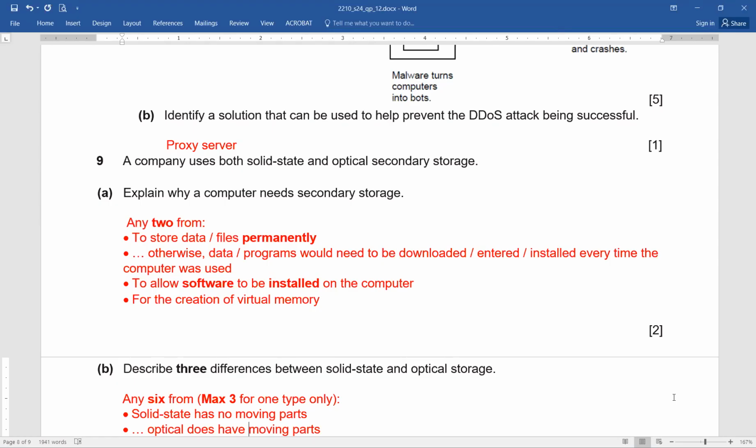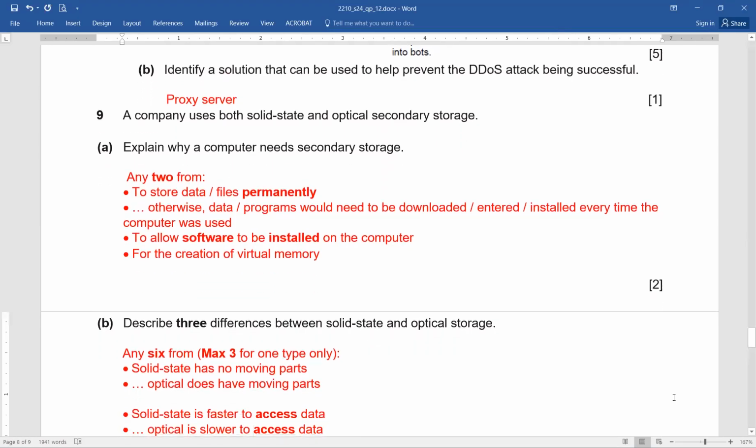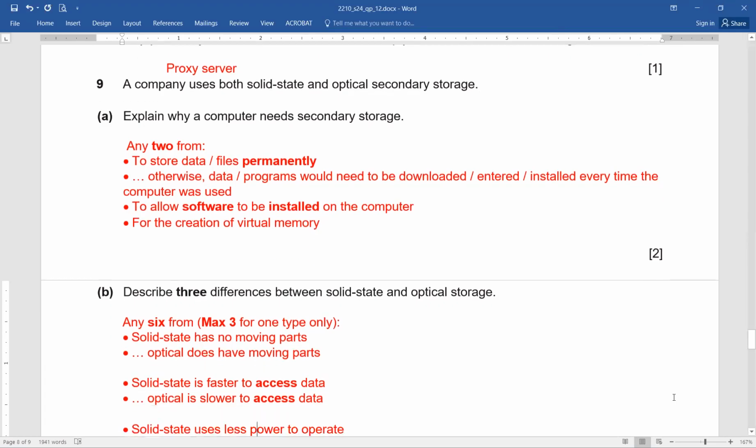Written it? Now let's discuss. Solid state has no moving parts, while optical does have moving parts. Solid state is faster to access the data, while optical storage is slower to access the data. Not slow, don't write slower only. Slower for what? Slower to access the data.